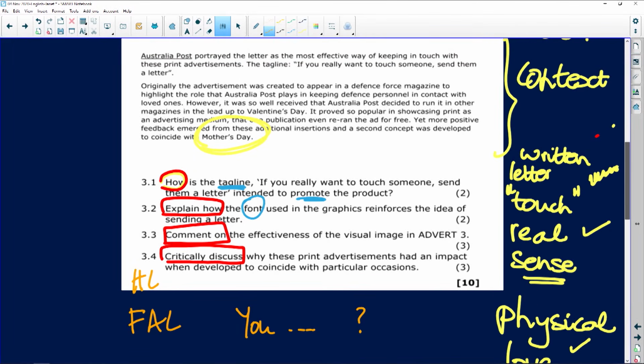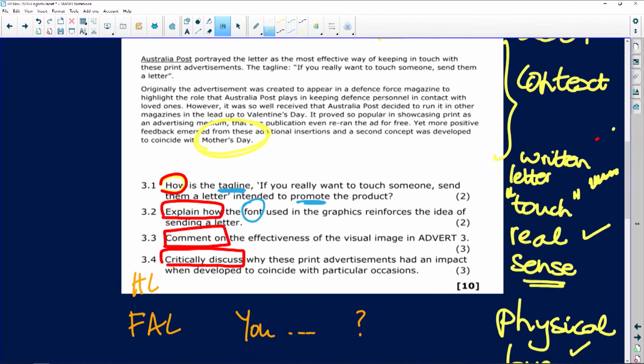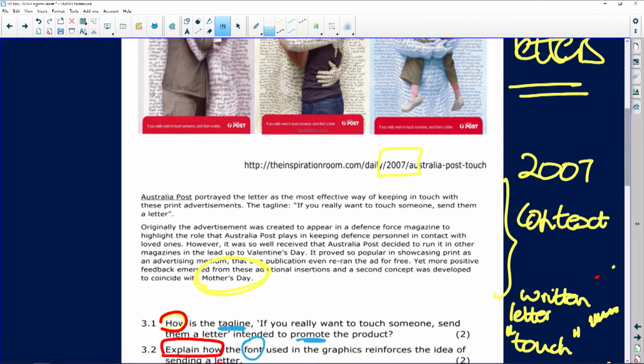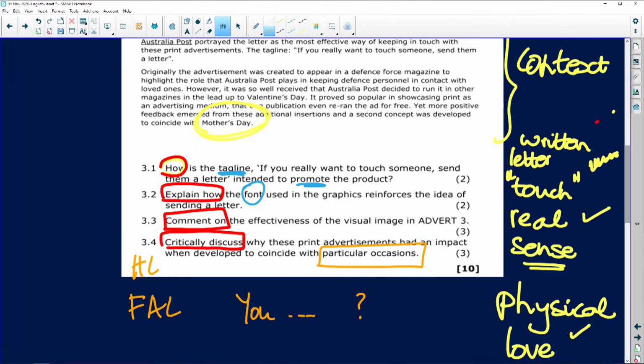Had an impact when developed to coincide with particular occasions. For FAL students, I would name the occasions. I would say Mother's Day, Valentine's Day, Defense Force, and I would expect at least one of the 3 marks for identifying the occasions. Home language, right.